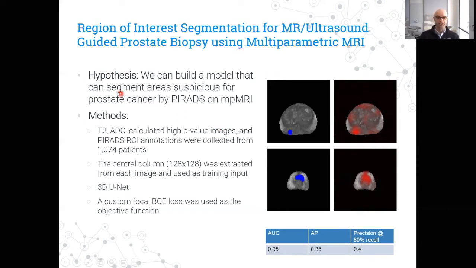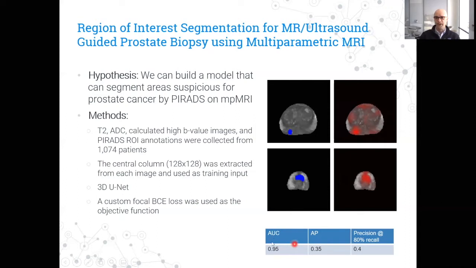We used a UNet, a 3D UNet specifically, and we trained it with a 128 by 128 central column. That's where the prostate always occurs in our image sequences. And we used a focal binary cross entropy loss. We had to do this because of the imbalance in the voxel data, right? Most of the voxels are not cancer, only a small amount are. And so we need to focus our loss on that region.